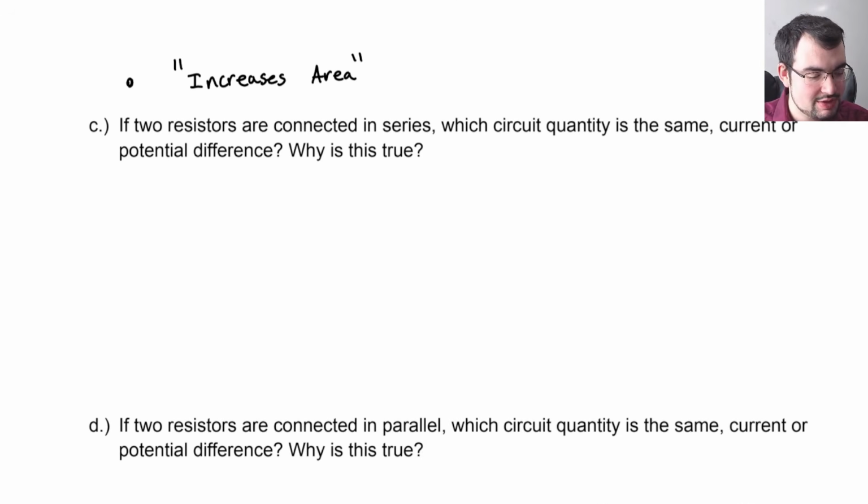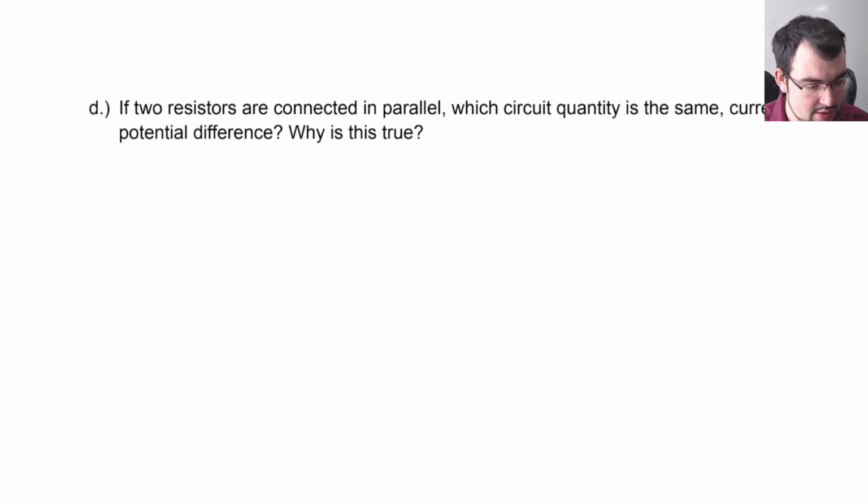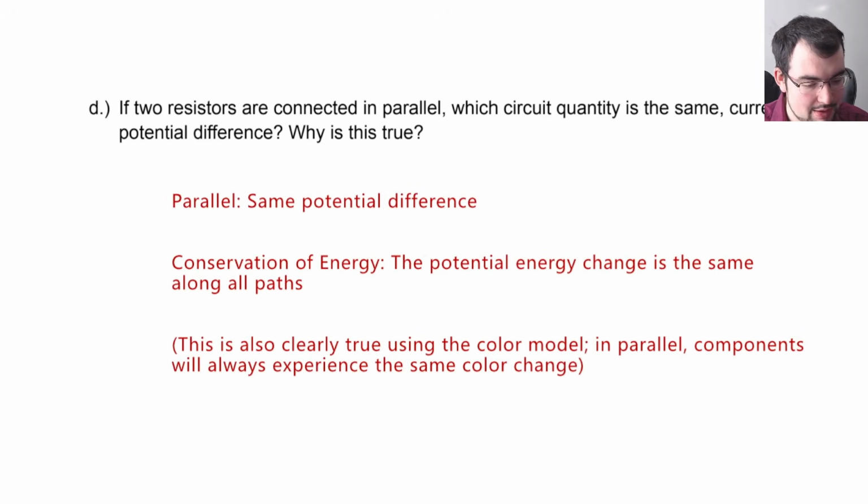In series, what's the same, current or potential difference? Well, if there's one path for current, the current can't go anywhere. We call that charge conservation. Series is the same current because charge cannot just vanish. What about parallel? Well, in parallel, we get the same potential difference because of conservation of energy.